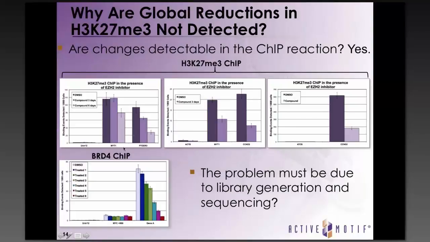As I mentioned, we've done many other inhibitors. Here's an example of an experiment where we did a BRD4 inhibitor. As we increase the concentration of the drug, we see a decrease in BRD4 binding at its target gene. So we can clearly see these differences in the ChIP DNA. So it must be a problem in processing the samples for library generation and sequencing.